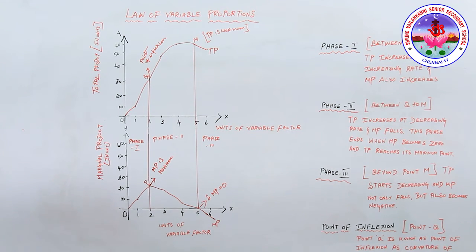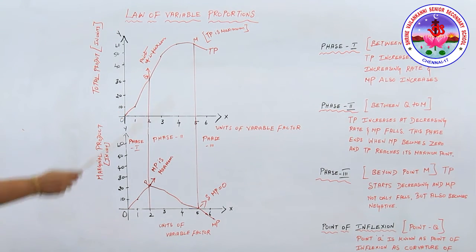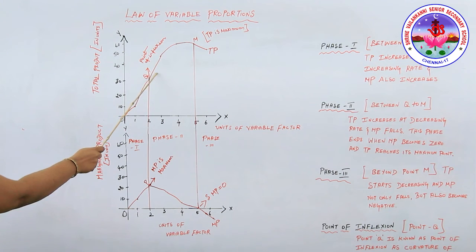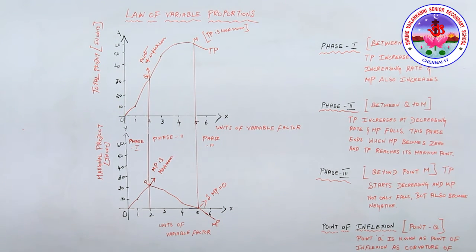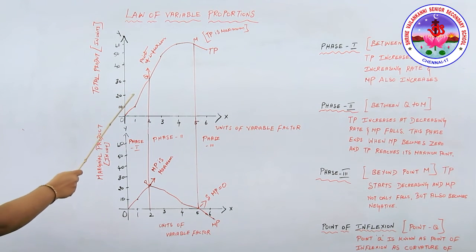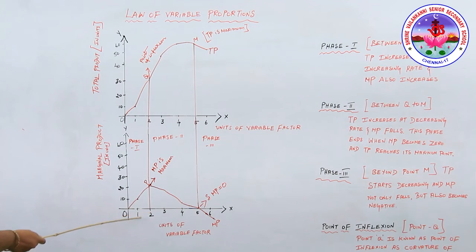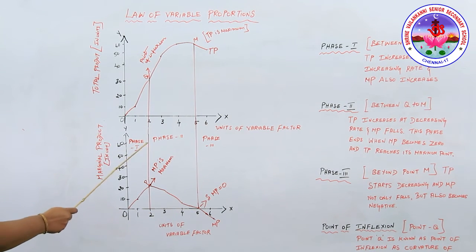Yes, now just have a look, everyone. Between 0 to Q, TP increases at an increasing rate. When TP is increasing at an increasing rate, what will happen to the MP? MP also will increase. Okay, so from phase 1, it was very clear. That's what I've just mentioned here. From 0 to Q, we are calling it the point of inflection, which we'll see later. So from O to Q, TP increases at an increasing rate. When TP increases, the MP also increases. So we are calling it phase 1.